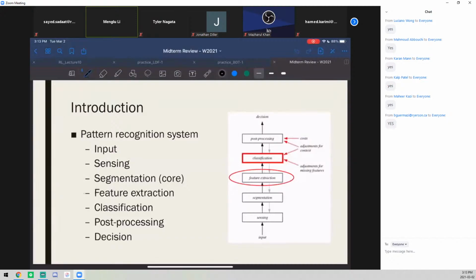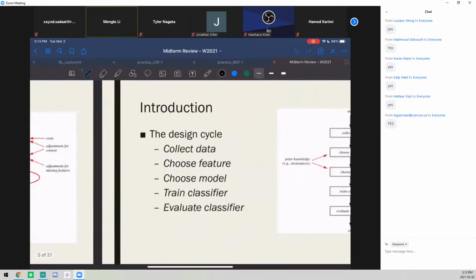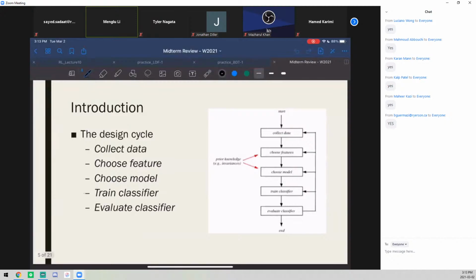For this part, you need to remember the name of each step. Actually, the midterm is open book, so you can just find this slide during the midterm. Okay, and next.